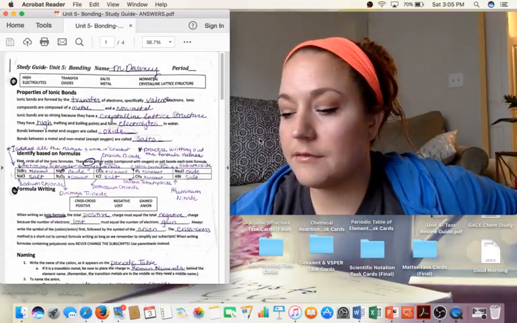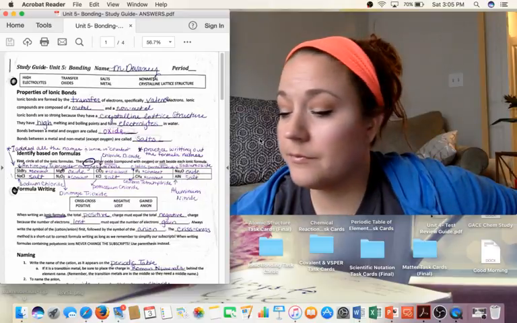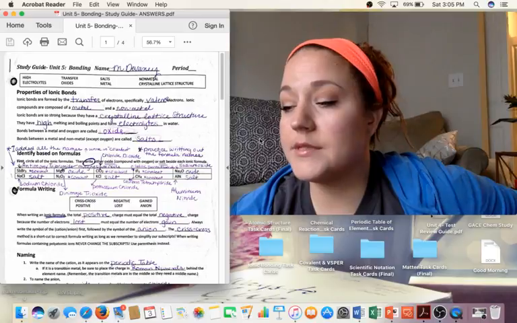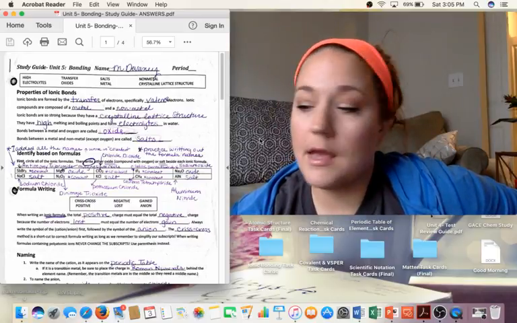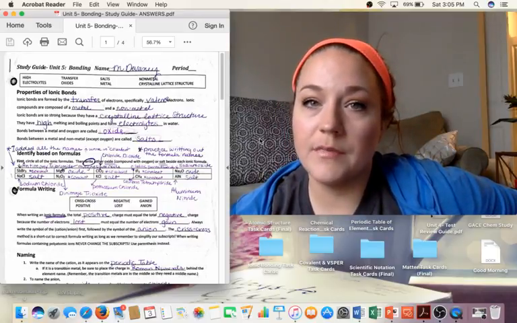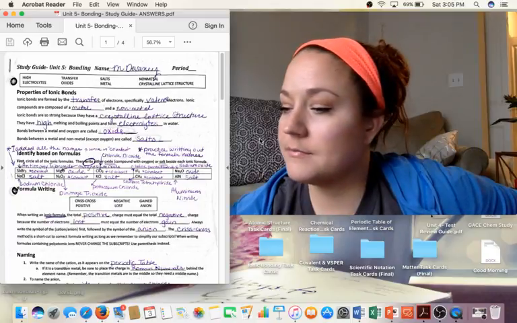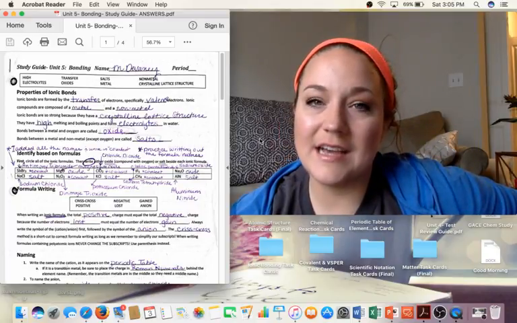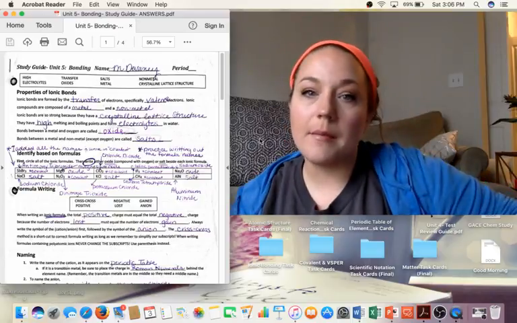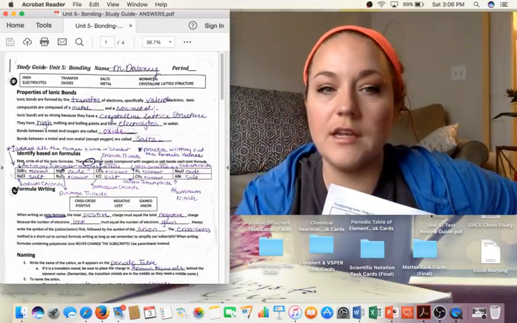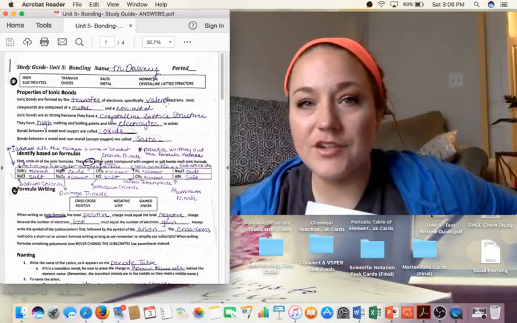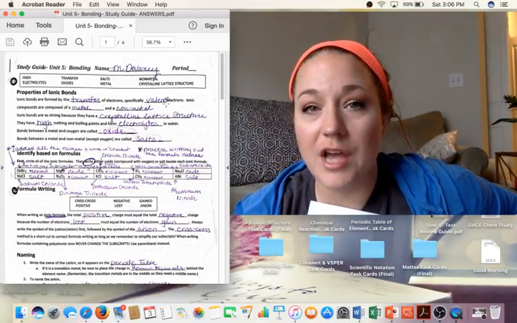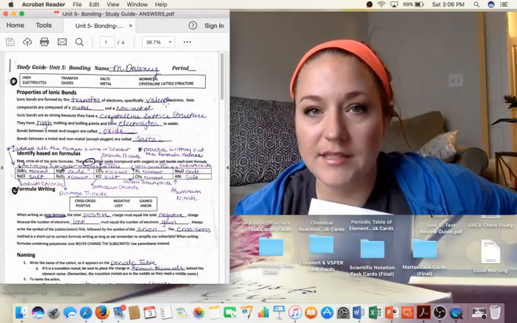It states with the first question, which bonds are formed by blank? And that's transfer of electrons. And that specifically is valence electrons. Remember from the previous unit that valence electrons are the electrons on the outermost shell of an element.